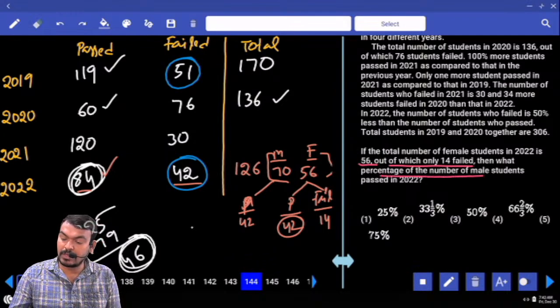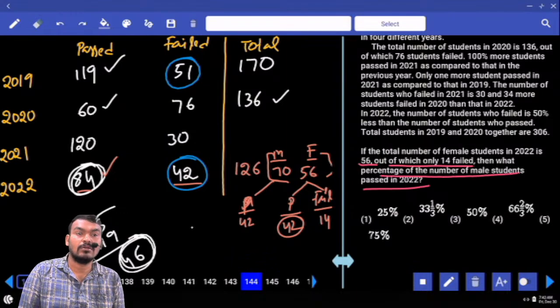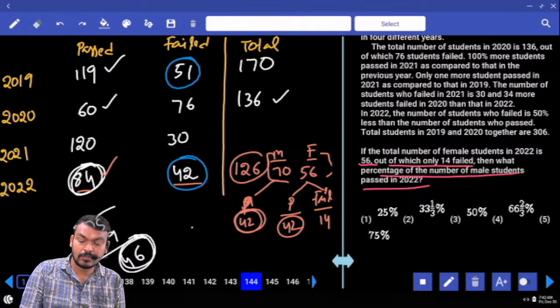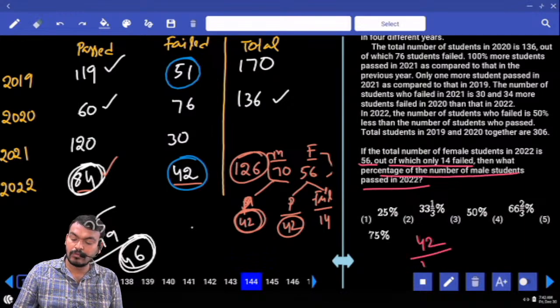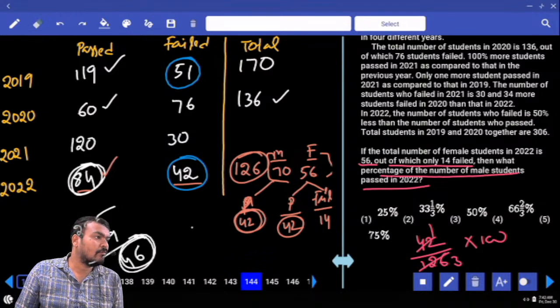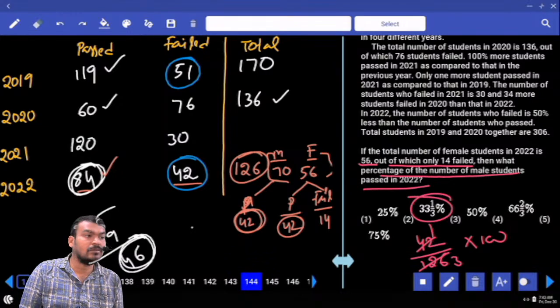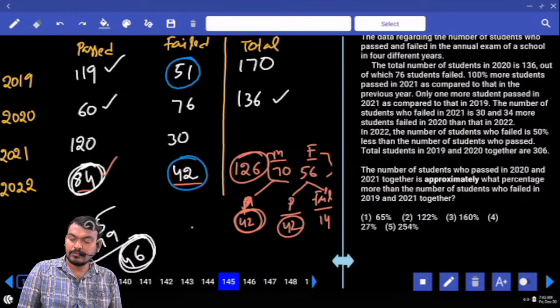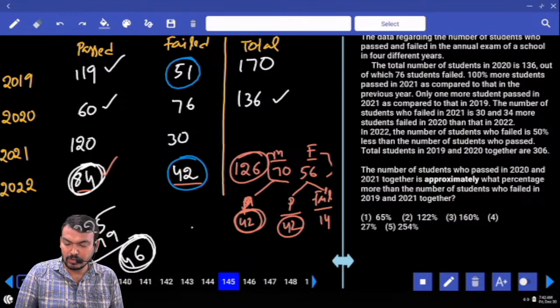What is the question here? What is the percentage of the number of male students passed in 2022? What is the male pass value? 42. That is calculated on total students or not? What is the total students? 126. Then we require 42 out of 126 or not? Into 100. We get 1/3 or 1/4? 1/3. 1/3 means how much percent? 33 1/3%.